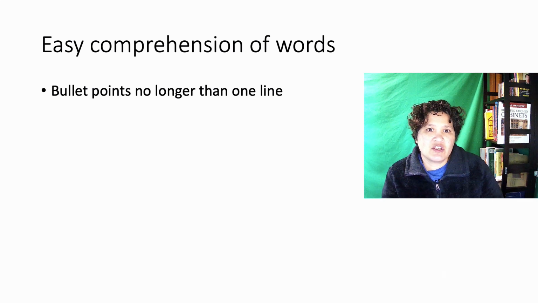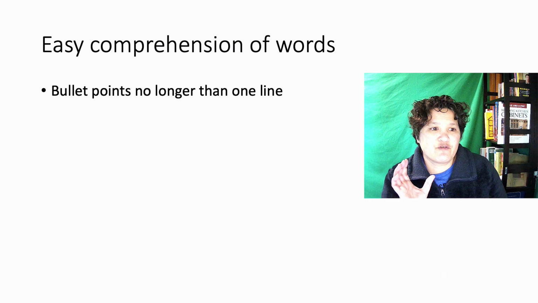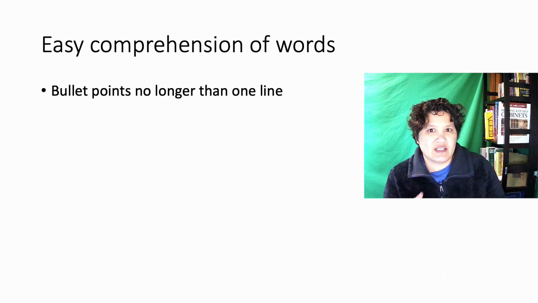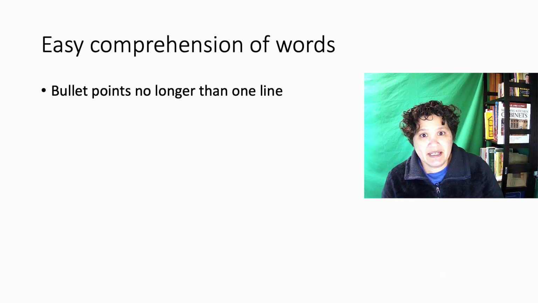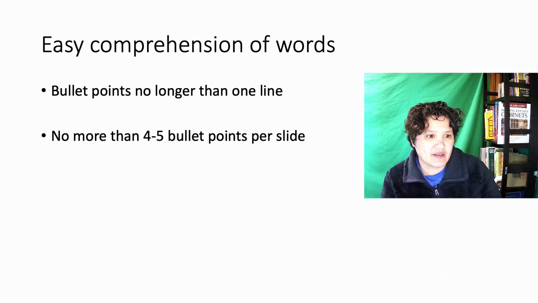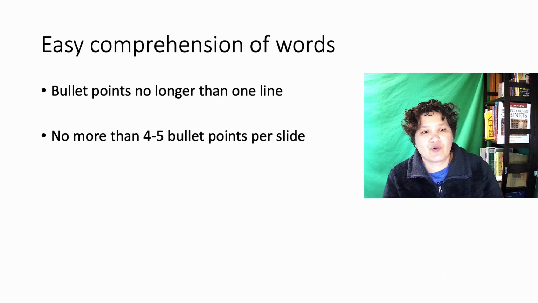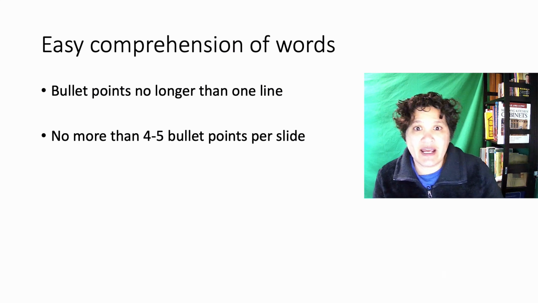So usually the way that you do this is to have as few words on your slide as possible. First of all, limit each of your bullet points to 1 line or less. It doesn't have to be a full line. And second of all, don't put more than 4 or 5 bullet points per slide. Now, a lot of students, when they first hear me say this, they're like, but then I can't fit everything on there.